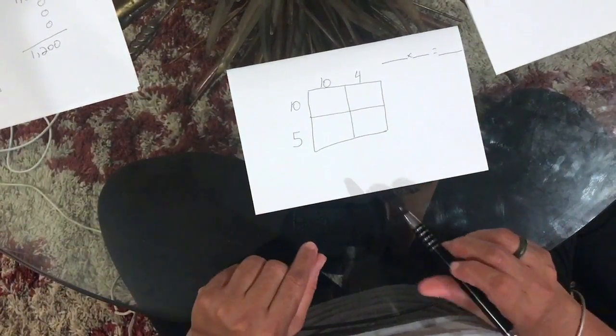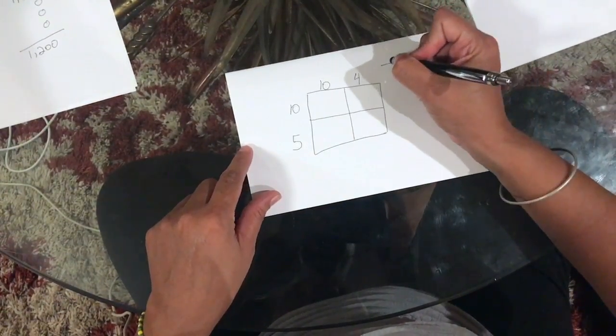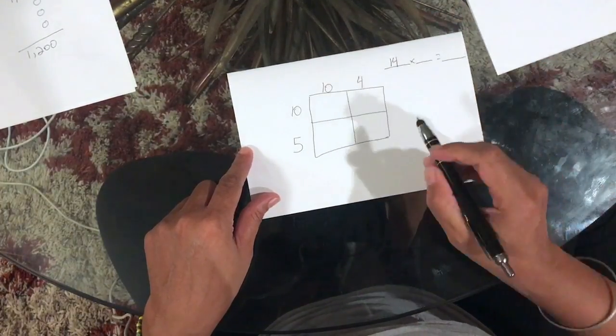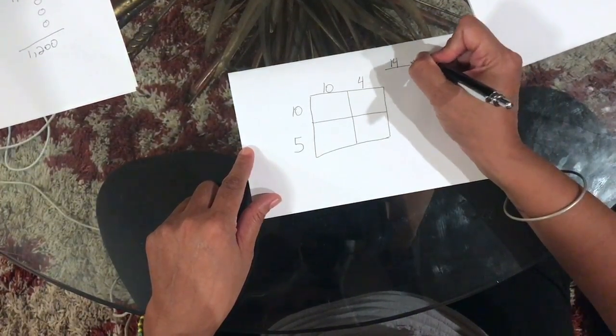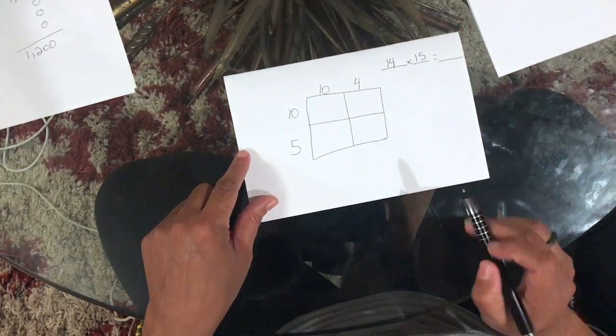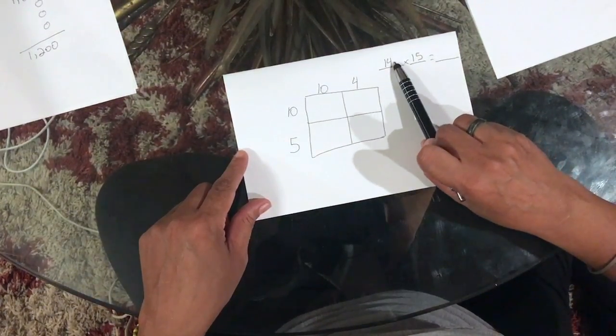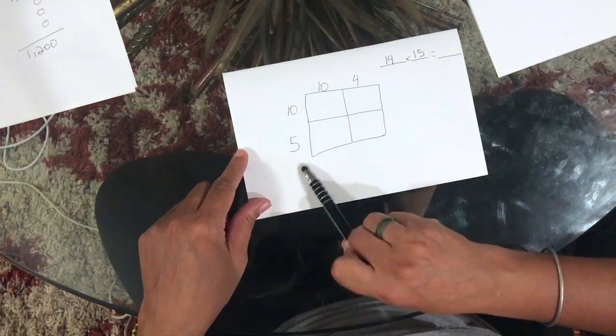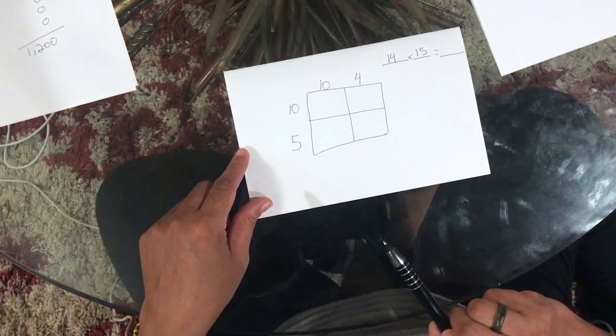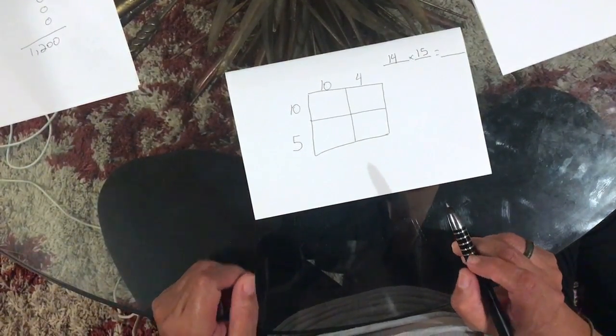Okay? So here we have 14 times 15. Okay? So if you see what I did there, this is in expanded form. This is standard form. Expanded form, standard form. Okay? So now let's multiply this.